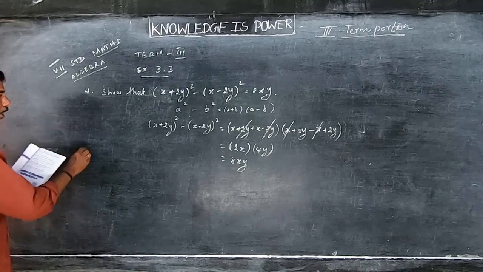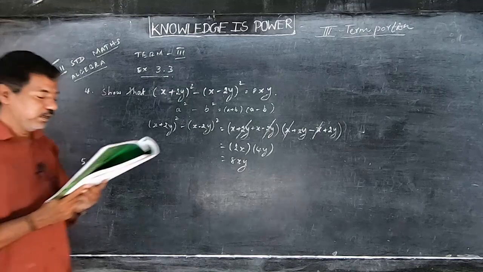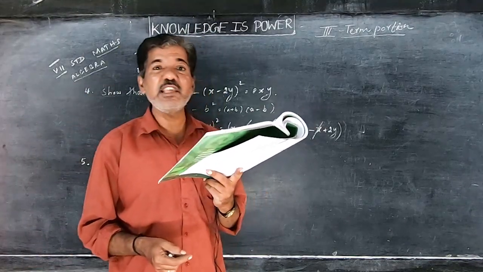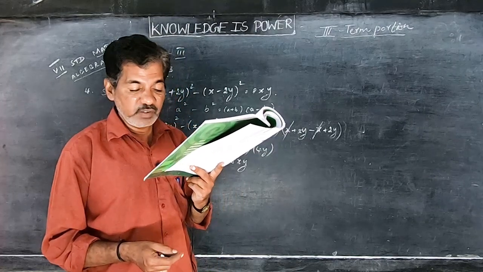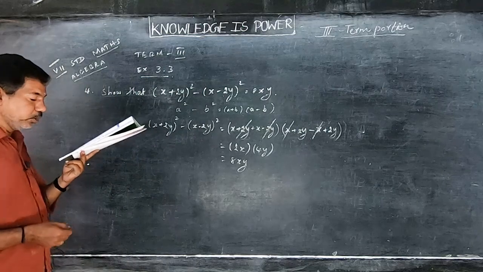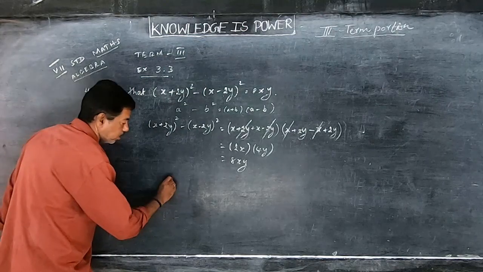Now move on to question number 5. In the question number 5, listen. The pathway of a square paddy field has 5 meter width and length of its side is 40 meter. Find the total area of the path. Use suitable identity.